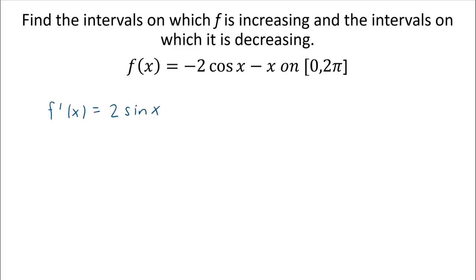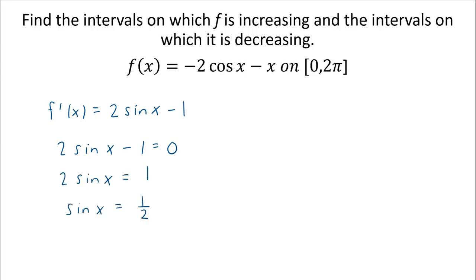Let's take this term by term. Let's first find the derivative of the first term, -2 cos x. Well, the derivative of cosine of x is negative sine x. So we'd have -2 times negative sine x, which is just 2 times the sine of x. Now let's look at the second term, minus x. The derivative of minus x is -1. So the derivative of f is 2 sine of x minus 1. Now let's set the derivative equal to 0 and solve. Solving this equation will give us our critical points.